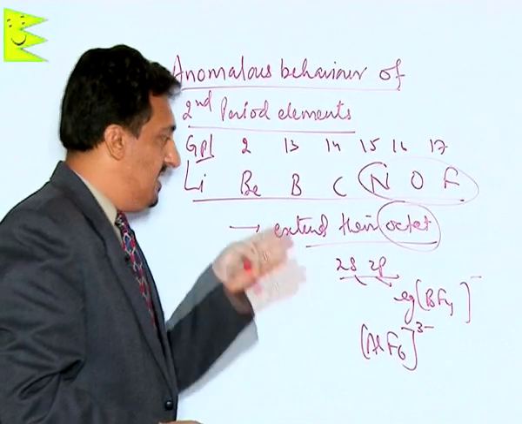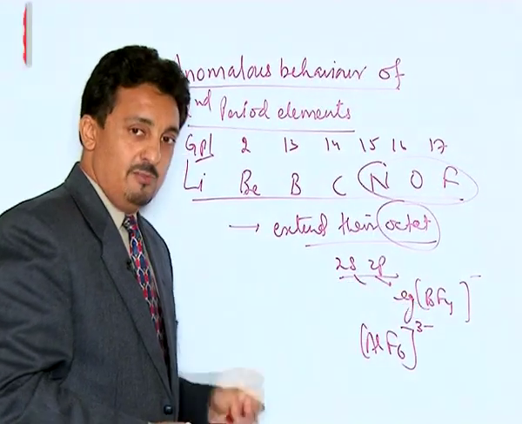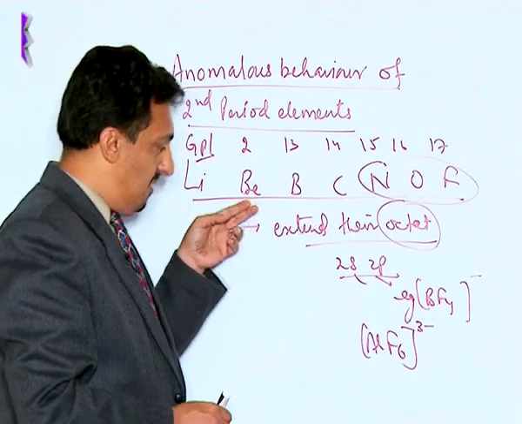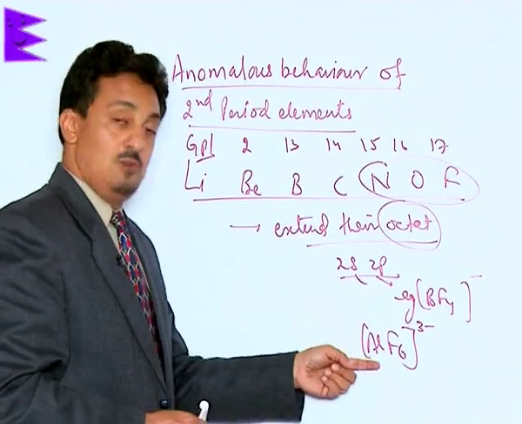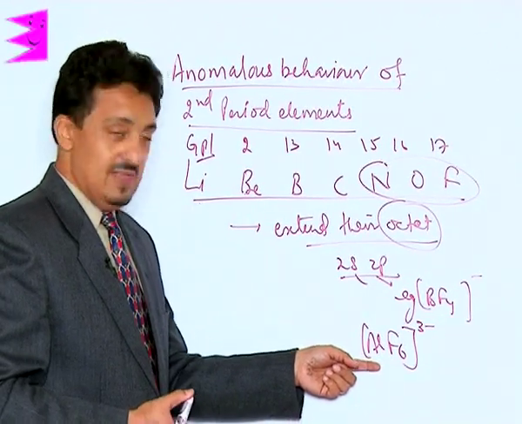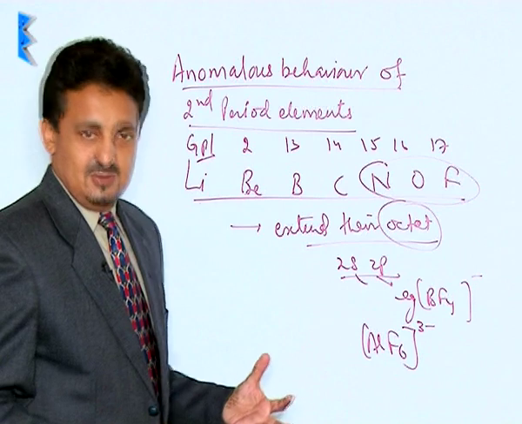Another change, they don't have a much higher tendency to form complexes, and if they form, the coordination doesn't go beyond 4. Whereas the elements of the other periods can easily form complexes, and that is usually beyond 4. They are not limited to the covalency of 4 because they can extend their octet.